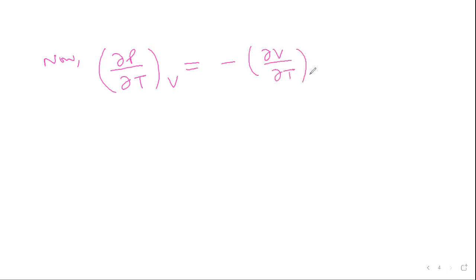Now dou P by dou T at constant V is equal to minus dou V by dou T at constant P times dou P by dou V at constant T. How do we obtain it? Remember the cyclic rule.